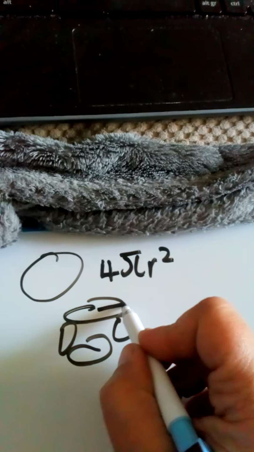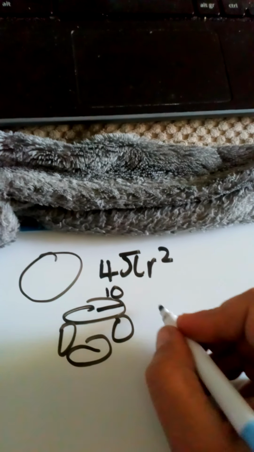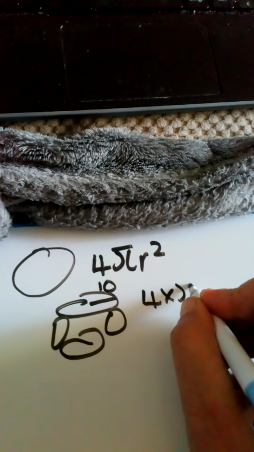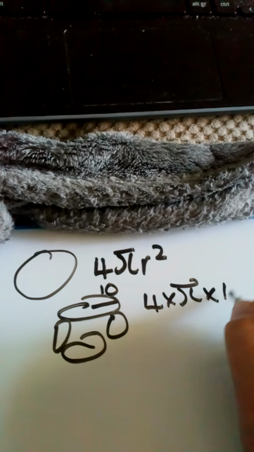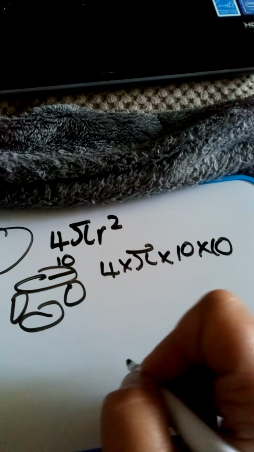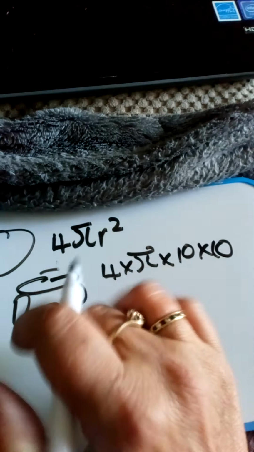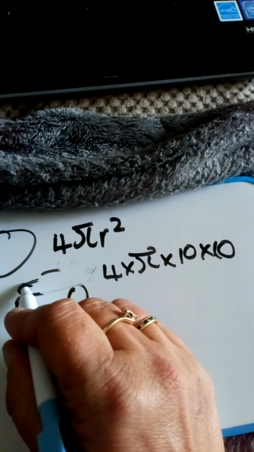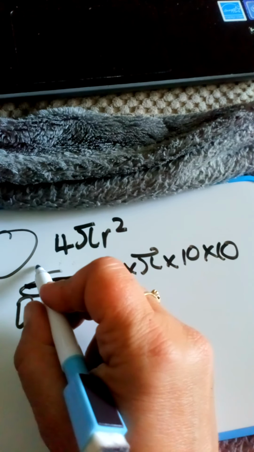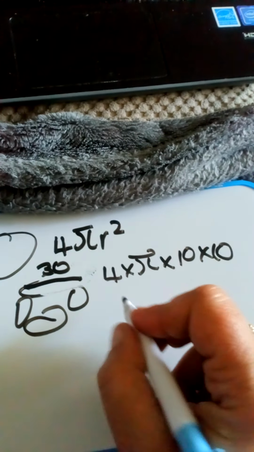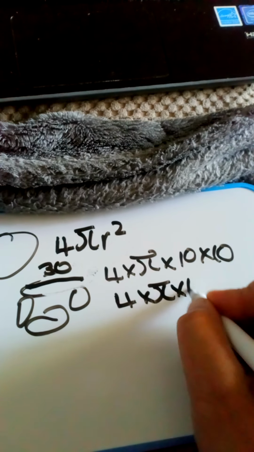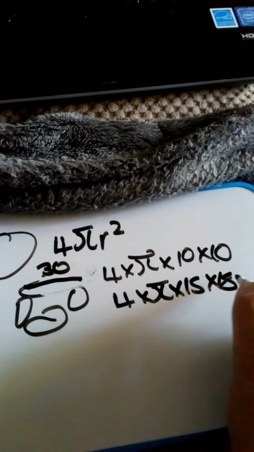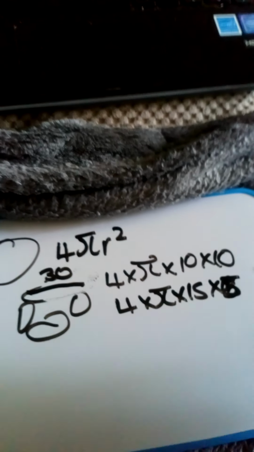So for instance, if your radius here was 10, it would be 4 times pi times 10 times 10. If your diameter was 30, it would be 4 times pi times 15 times 15. Dead easy.